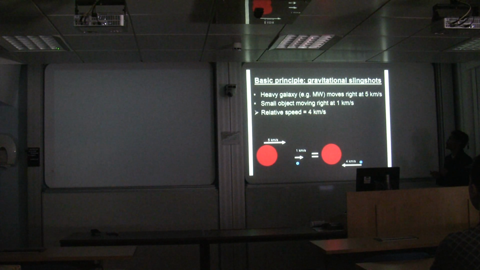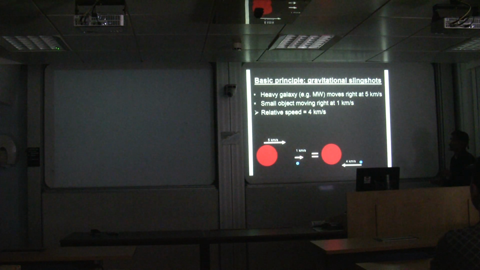So the way in which this might help address the observations is via what are called gravitational slingshots. If you have a heavy galaxy like the Milky Way moving at 5 kilometers a second and a dwarf moving this way at 1 kilometer a second, then this is equivalent to the Milky Way being still and the dwarf approaching at 4 kilometers a second. So that's the Galilean transformation.